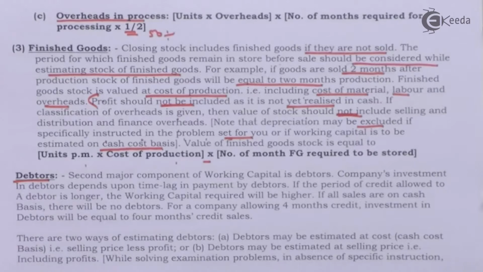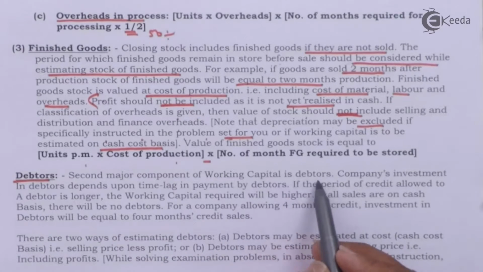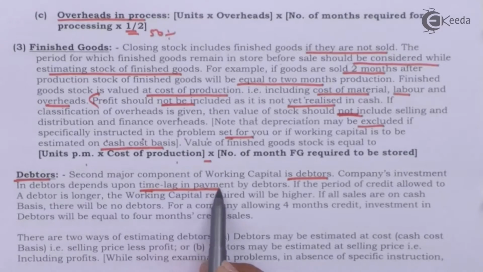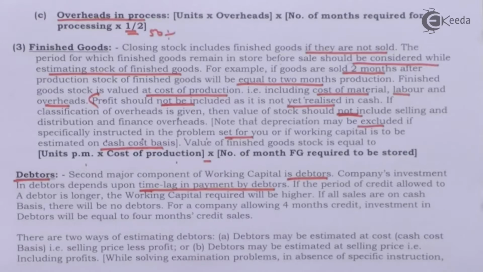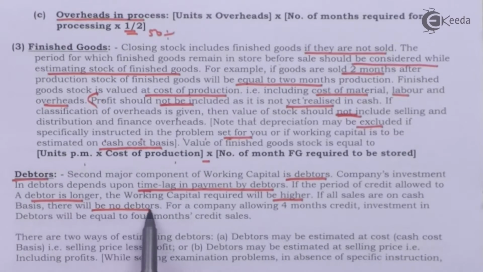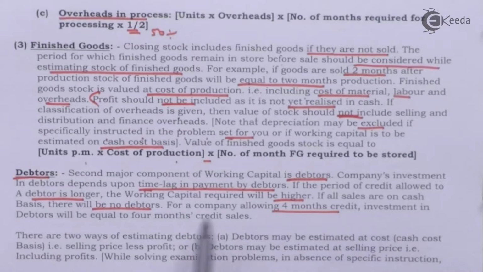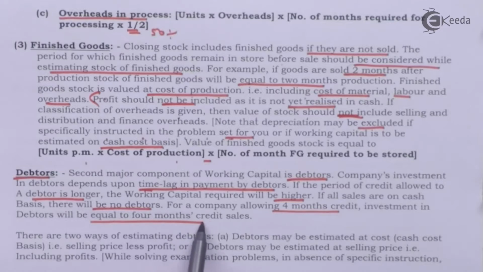Debtors. Second major component of working capital is debtors. Company's investment in debtors depends upon time lag in payment by debtors. If the period of credit allowed to debtor is longer, the working capital requirement will be higher. If all sales are on cash basis, there will be no debtors. For a company allowing 4 months credit, investment in debtors will be equal to 4 months credit sales.